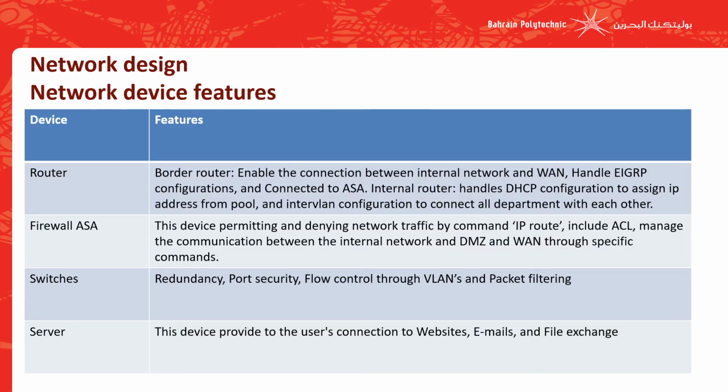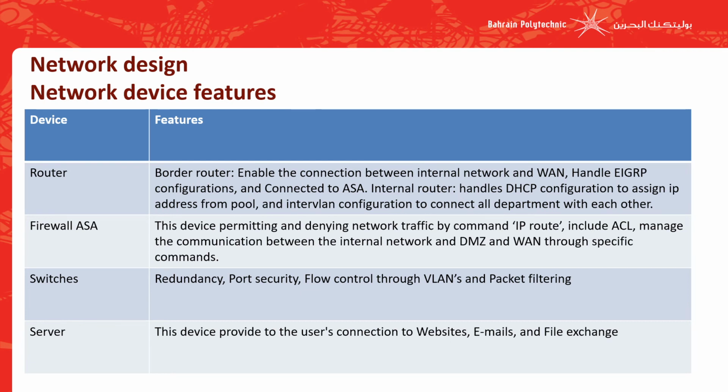In my topology, I have used routers, firewall, switches, and servers. There are two routers, the border one and the internal one. The border one connects the internal network with the WAN, because EIGRP is configured there, and the internal one is for DHCP and inter-VLAN configuration to ensure communication between internal devices.